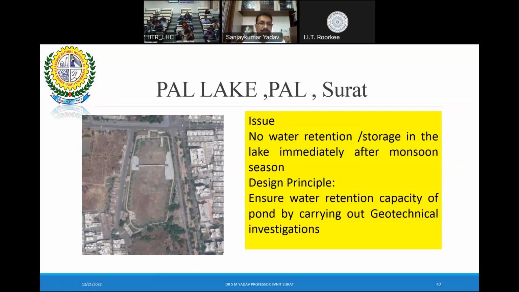This is the example of what we discussed about how it should be designed. This pond, Pal Lake in the Pal, Surat region, has never been filled in the last 10 years. There is no water retention storage in the lake immediately after monsoon season. What is the design principle? As we have seen, we have to study the rainfall pattern and rainfall intensity. At the same time, we have to ensure the water retention capacity of the pond by carrying out geotechnical investigations.